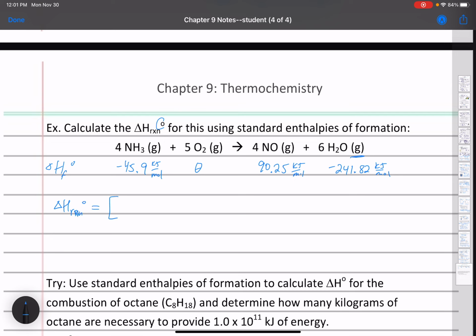Okay, so now I can set up the equation for the heat of the reaction. It's going to be the sum of the heat of the products. So the products are NO, so there's a coefficient of 4 there. So we're going to do 4 times 90.25 kilojoules per mole plus 6 times negative 241.82 kilojoules per mole. So that's the products minus the sum of the heat of formations of the reactants. So we've got a 4 here. 4 times negative 45.9 kilojoules per mole plus 5 times 0.